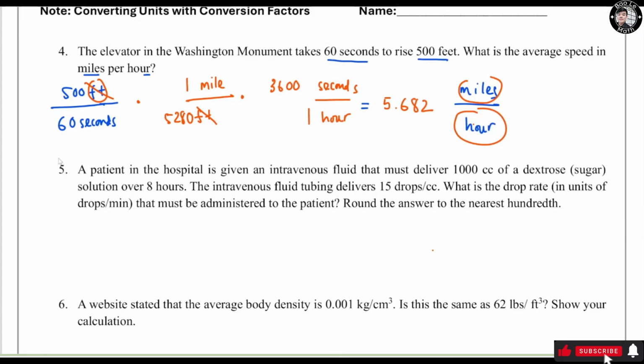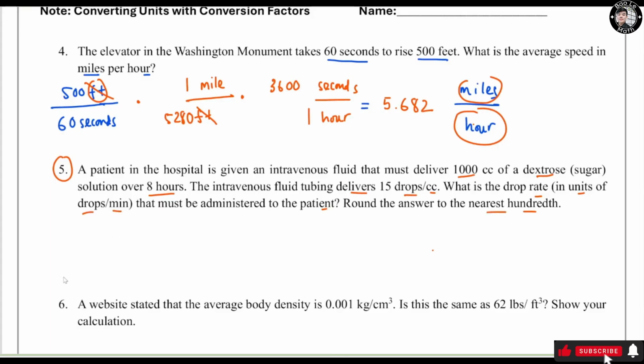Now let's move on to question 5. A patient in the hospital is given an intravenous fluid that must deliver 1000 cc of a dextrose sugar solution over 8 hours. The intravenous fluid tubing delivers 15 drops per cc. What is the drop rate in units of drops per minute that must be administered to the patient? Round your answer to the nearest 100.